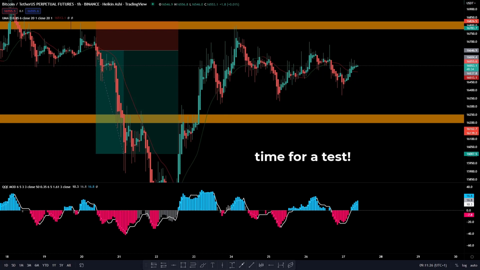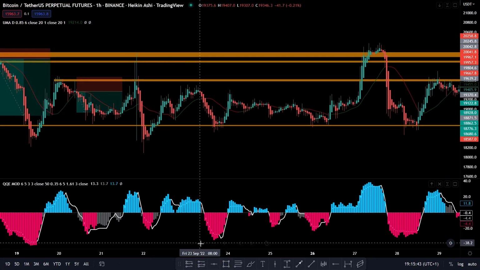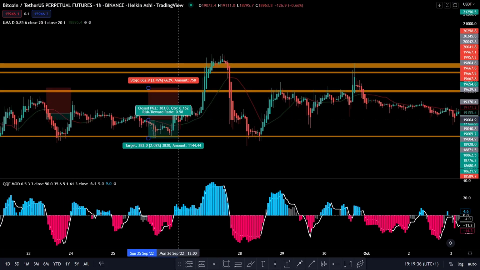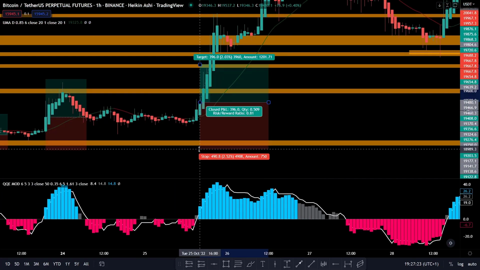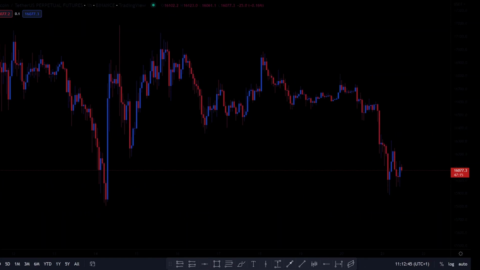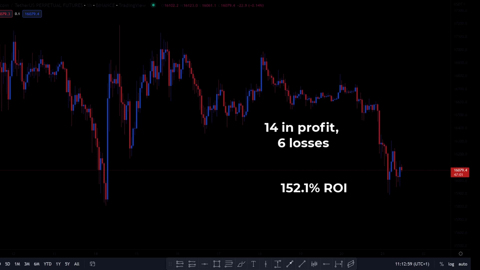Now we finally put our technique to the test. I will also, as usual, fast forward so we can see the results more quickly. The results are truly astonishing. In a period over 2 months, we found 20 trades. Of those 20, 14 were profitable and 6 were losses. But almost all of those losses were rather small. We finally ended up with a win of 152.1%.